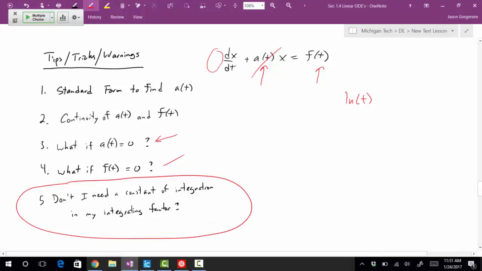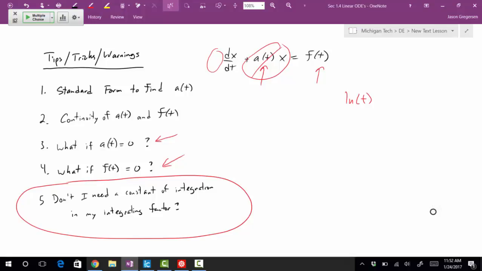What if f of t is equal to 0? Then what? Can I use this technique still? Sure. Do I have to use this technique? Is there another technique I could use? I could separate the variables. I could move this piece to the other side and then just separate the variables because it's already written as a product of t's and x. So if f of t is 0, you can do it either way. You can do the linear technique, the integrating factors, or you could separate the variables. So just other things to think about. And we've already talked about the constant piece.